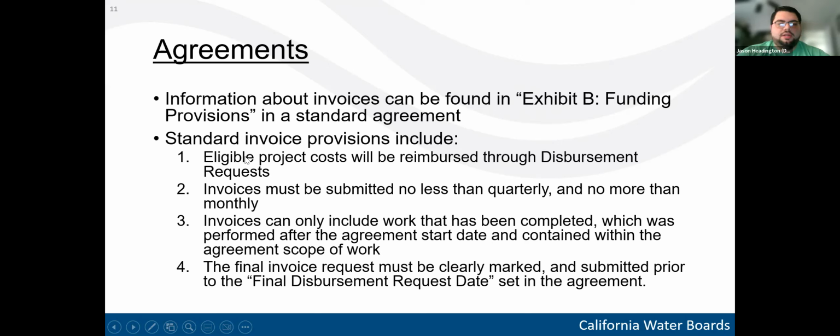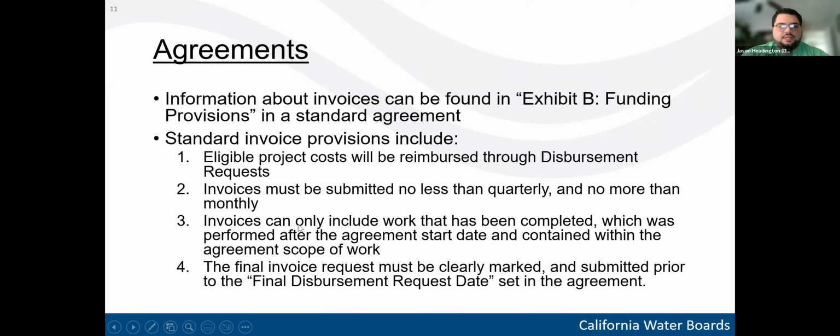So it'll outline eligible project costs, and it states that these costs must be reimbursed through disbursement requests. And we'll go over what a disbursement request looks like and the forms needed later in the presentation. Second, it'll say that invoices must be submitted no less than quarterly and no more than monthly. So a fancy way of saying you can invoice between 1 and 3 month intervals. So typically we see a 1 month interval or a 3 month interval.